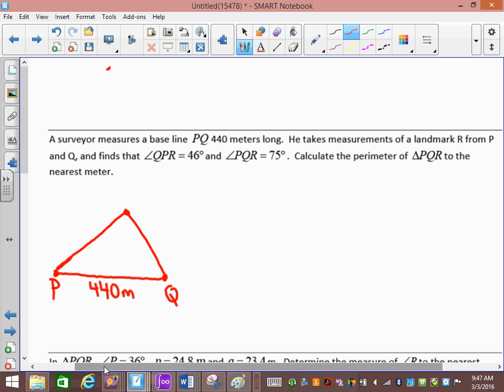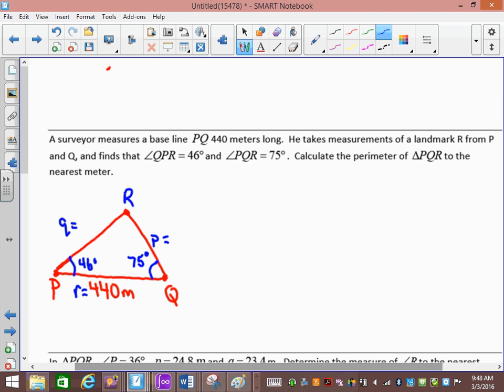It wants us to calculate the perimeter. Well, the first thing we want to do is label it and put everything we know. PQR, and I always say, little p is across from capital P. Little q is across from capital Q. Little r is across from capital R. You label those. Then we label our angles. So angle QPR is 46, and angle PQR is 75.